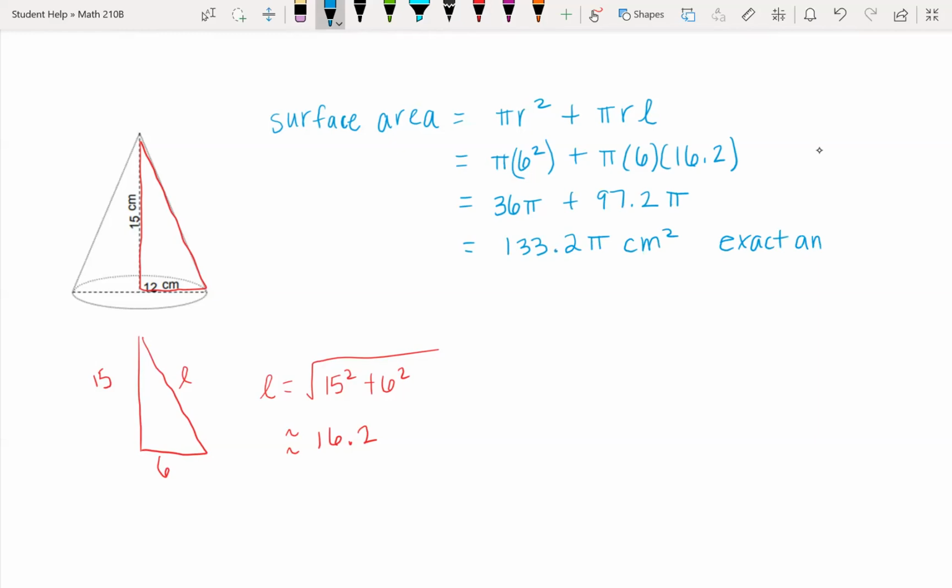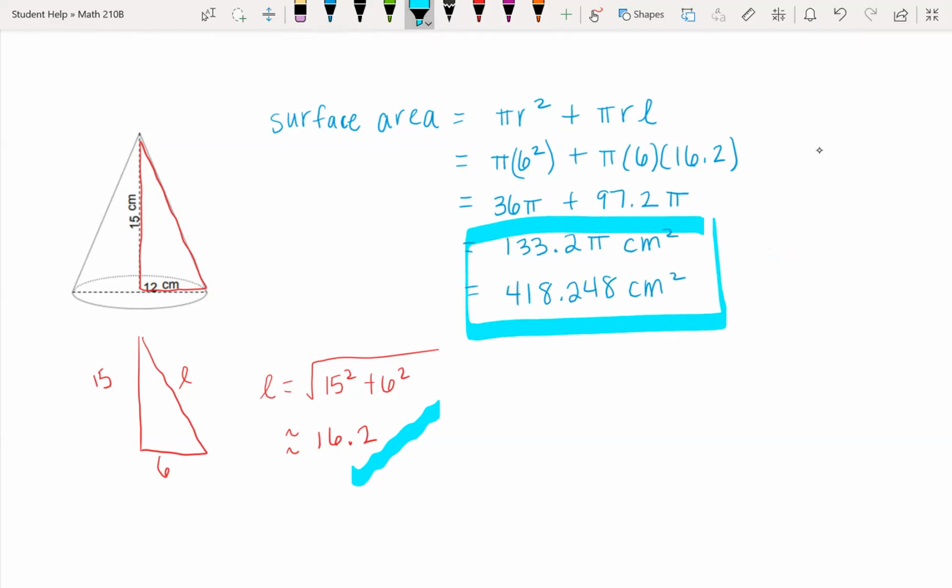Well, not really. This isn't really an exact answer because down here, I already estimated the slant height. So in this case, we'll just say that these are both approximate answers. This one's just got the pi symbol left in it. It's also an approximate answer. But if I multiply that by 3.14, I get 418.248 centimeters squared. So either of those answers would be fine in this case. One's got the pi symbol and one doesn't.